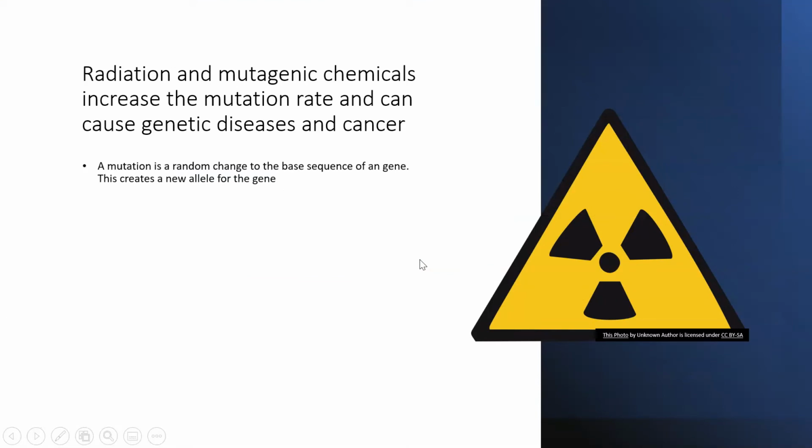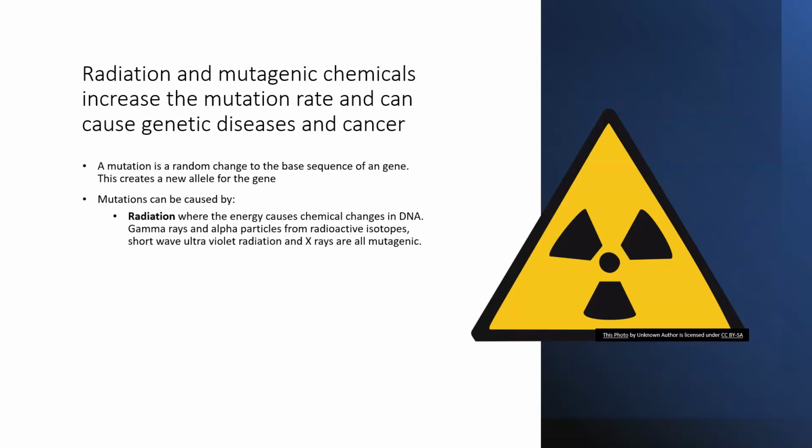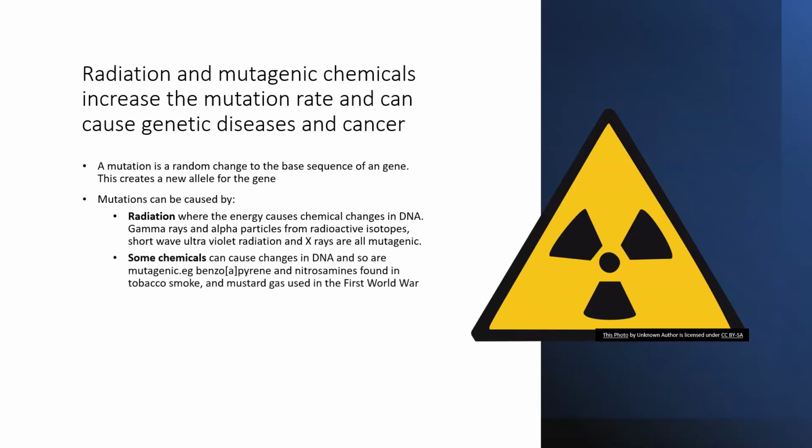So mutation is where we have that random change in our base sequence which creates that new allele. They can be caused by radiation, where energy causes chemical changes in the DNA. So gamma rays and alpha particles from radioactive isotopes, shortwave ultraviolet radiation and X-rays are all mutagenic. Some chemicals can cause changes in DNA and are also therefore known as mutagenic, such as benzopyrene and nitrosamines found in tobacco smoke, and also mustard gas that was used in the First World War.